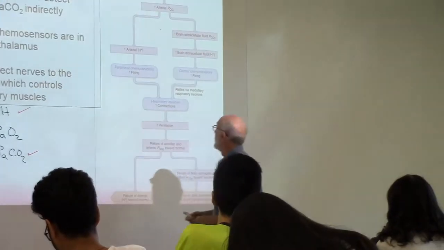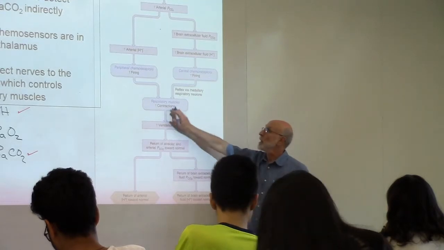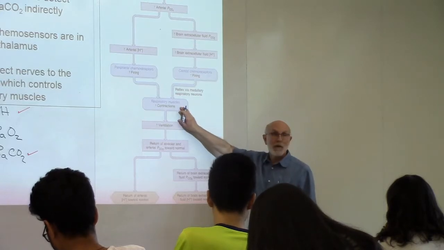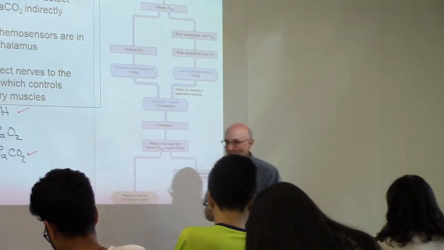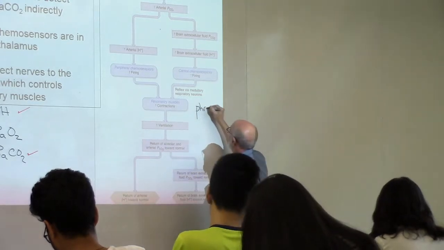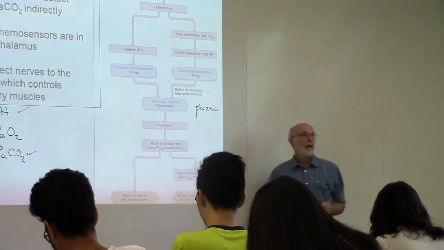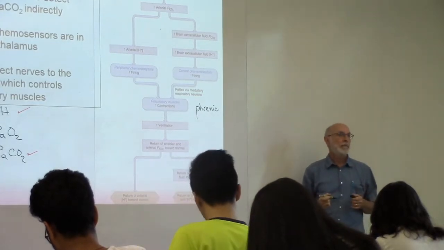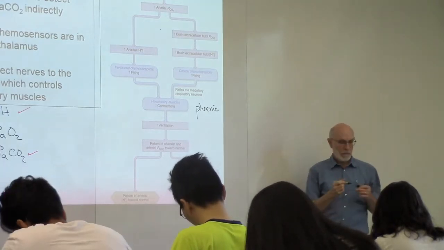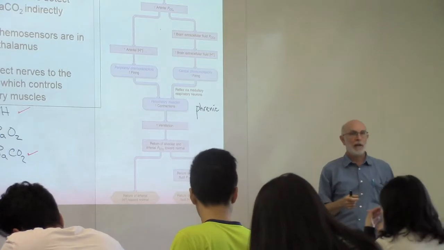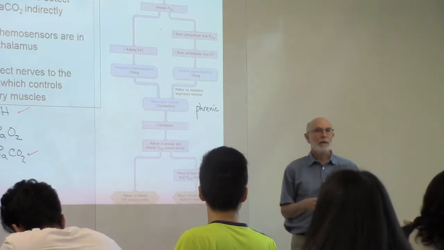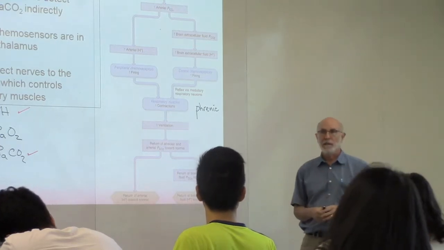The main nerve that goes from the medulla to the respiratory muscles is called the phrenic nerve. The phrenic nerve innervates the diaphragm. More action potentials in the phrenic nerve mean stronger, more frequent contractions of the diaphragm. I'm not going to hold you responsible for that neuroanatomy. It just is.